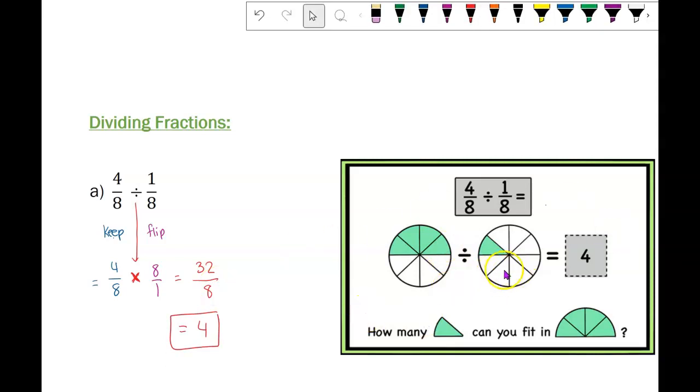This is just a visual aid to help you see what it means to divide fractions, okay? But the algebraic operation is you keep the first fraction, you change the division to multiplication, and you flip the second fraction. And then it just becomes another multiplying fractions equation. So 4/8 times 8/1 is equal to 32/8.